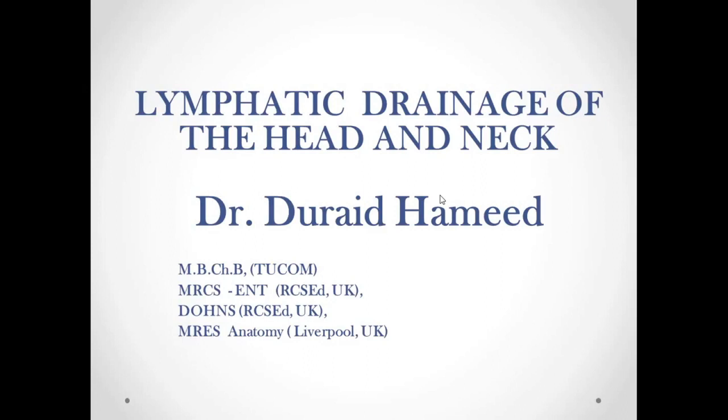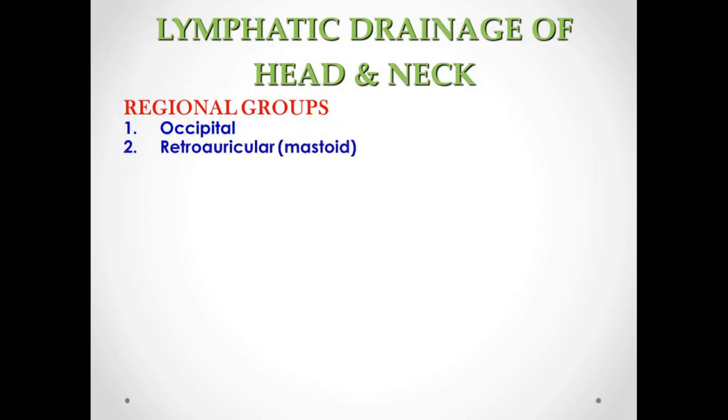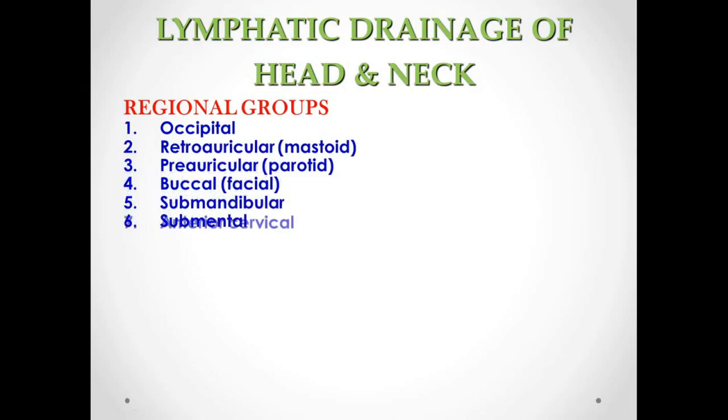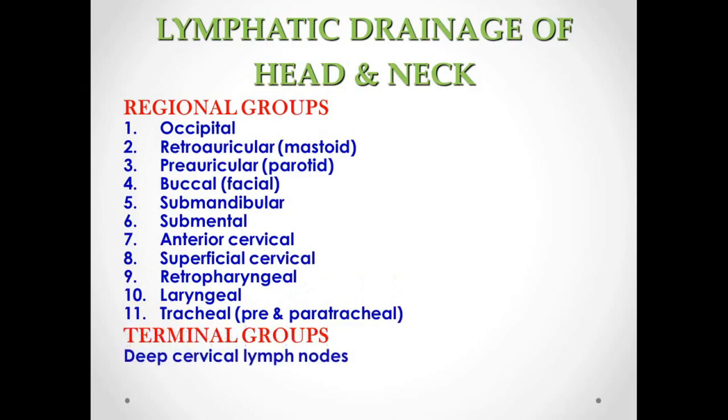Our lecture today is on lymphatic drainage of the head and neck. Lymphatic drainage of the head and neck can be divided into regional groups, which are occipital, retroauricular, preauricular, parotid, buccal or facial, submandibular, submental, anterior cervical, superficial cervical, retropharyngeal, laryngeal, tracheal, which are pre and paratracheal lymph nodes, and their terminal group, which are deep cervical lymph nodes.